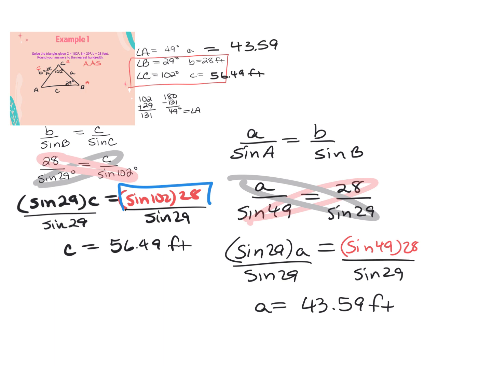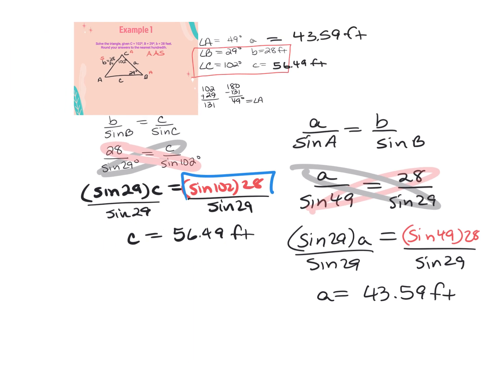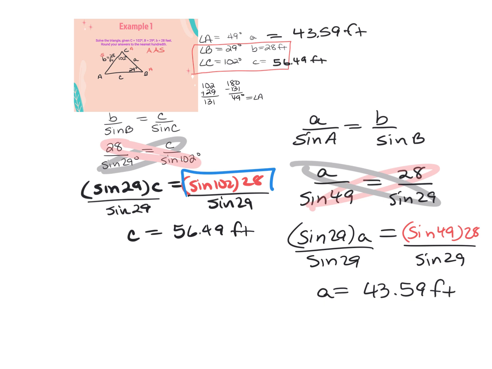Now, if you remember back from your geometry days, and let me put it onto the triangle, remember that the biggest angle should be across from the biggest side. The smallest angle across from the smallest side.